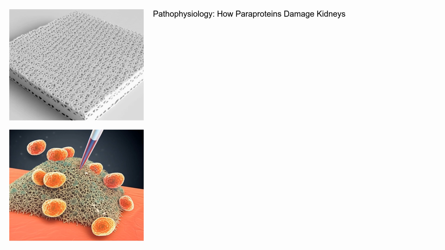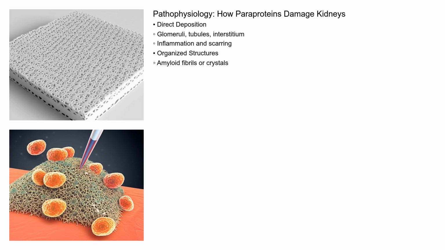Now, let's delve into the pathophysiology, how these proteins damage the kidneys. Paraproteins can damage the kidneys in several ways. They can directly deposit in different parts of the kidney, like the glomeruli, tubules, or interstitium, leading to inflammation and scarring. Certain paraproteins can also form organized structures like amyloid fibrils or crystals, which further disrupt the kidney's normal architecture and function. Moreover, some paraproteins can trigger complement activation, an immune response that causes even more inflammation and damage within the kidneys. The specific type of damage depends on the type of protein involved and where it deposits.